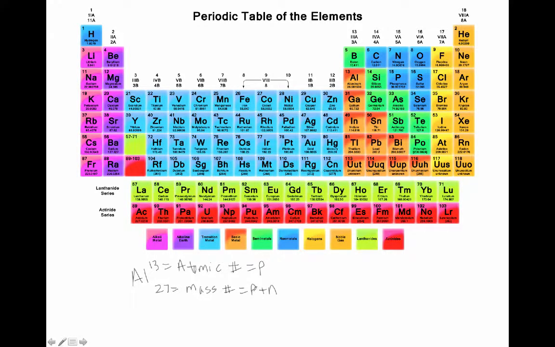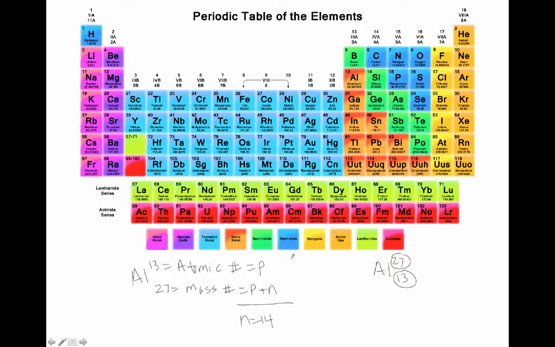So if we have 13 protons in aluminum, and if we have a mass number of 27, that means 27 minus 13 is 14, so we have 14 neutrons in aluminum. So this very simply tells us how we can determine the number of protons and neutrons found in the atom.